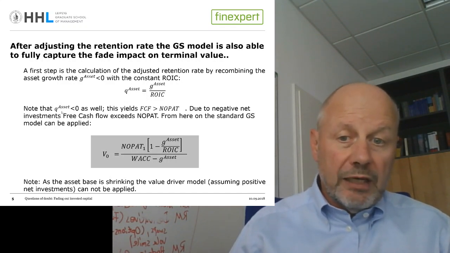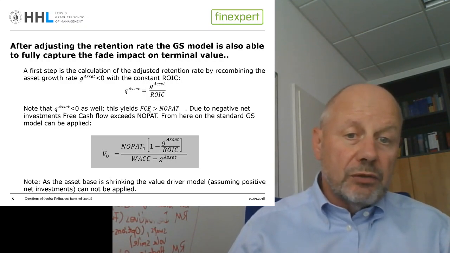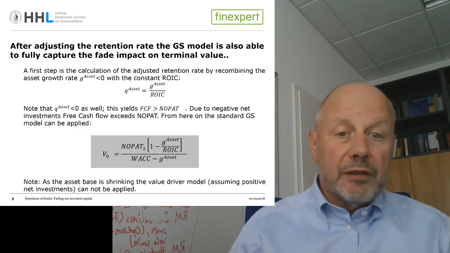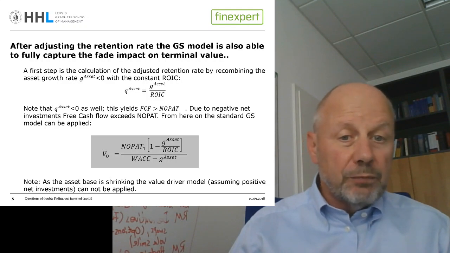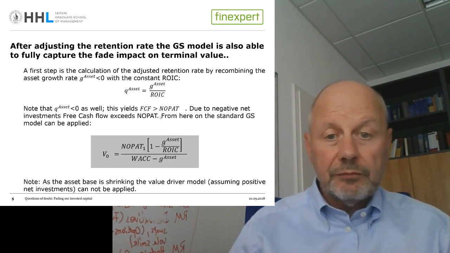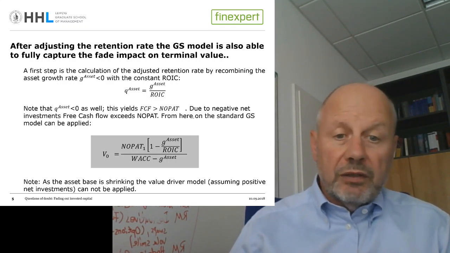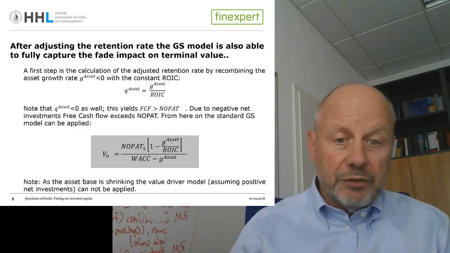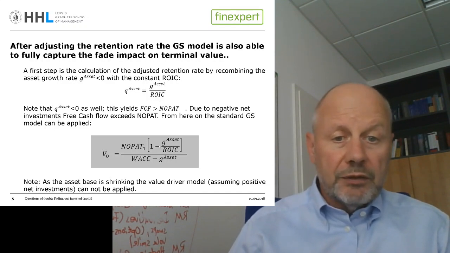So we have a retention rate that is smaller than 0, and that means that of course the free cash flow is greater than the NOPAT. So we do not even keep the NOPAT on firm level, we cash out a free cash flow that is even higher than the NOPAT. So we have a negative retention. From here on, we can easily apply our Gordon-Shapiro model. You see here that we take our adjusted retention rate, G asset over ROIC, and simply plug it into our Gordon-Shapiro model.